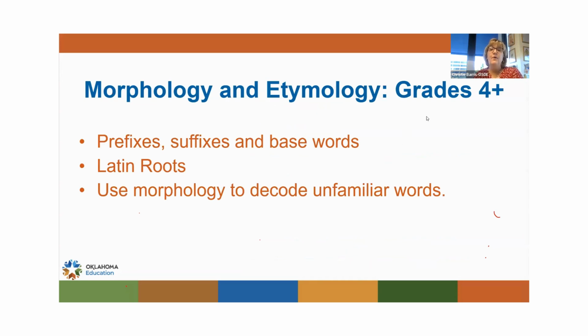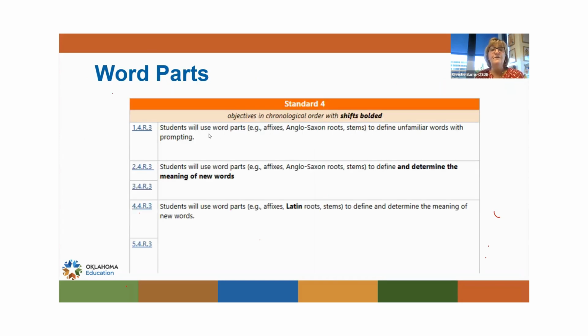In 4th grade and up, sometimes even in 3rd grade with our state standards, we're going to really start focusing on mastering prefixes, suffixes, base words, Latin roots, and using some of that morphology to decode unfamiliar words. So in 1st grade in our state, we use word parts just to define words. That's when we're starting to say, oh, I see an ing, that means it's happening right now. I see an ed, that means it happened in the past. My kindergarten granddaughter knows that an S means more than one. So we can teach it earlier, but remember, these are the grade levels of mastery.